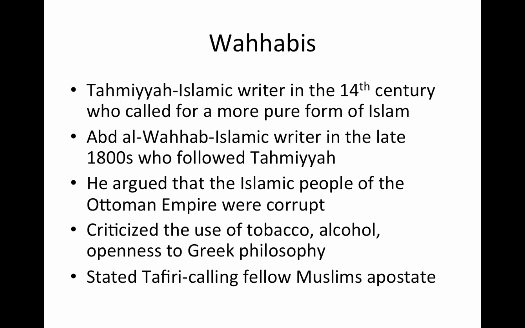That was picked up by a man named Abdel in the late 1800s, who followed Taymiyyah's writings and argued that the reason why the Ottoman Empire recently had been growing weaker and weaker was, in his mind, because they were becoming less and less Islamic. He criticized the Ottoman Empire for allowing too much tobacco and alcohol and openness to what he called pagan Greek philosophy, and he began criticizing fellow Muslims under what was called takfir as being apostates.